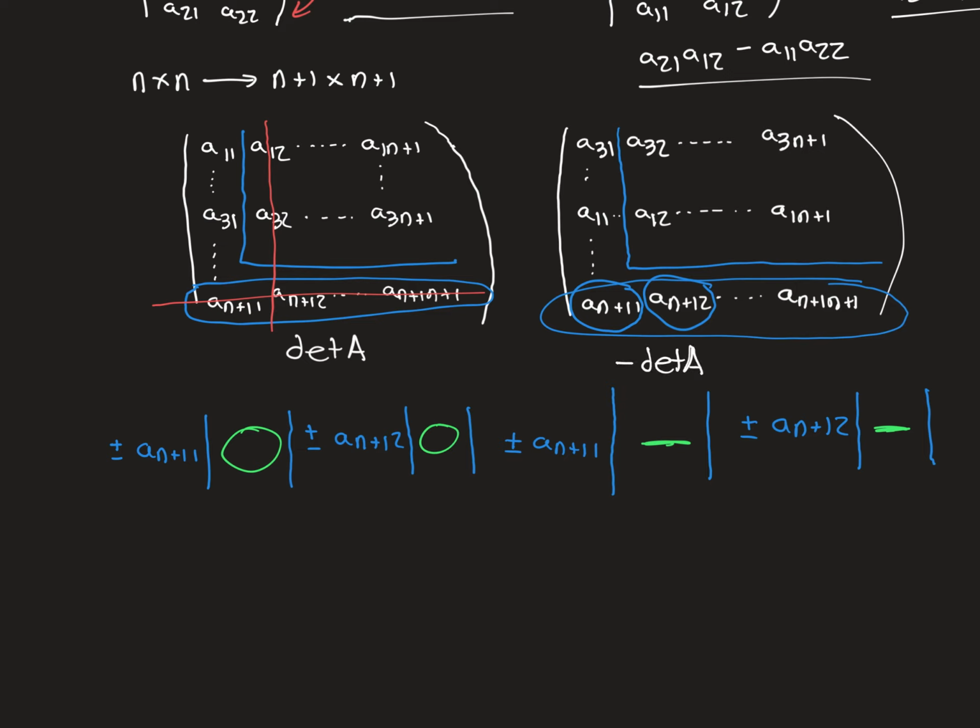So from the inductive step, using Laplace expansion with a row that isn't involved in the switch, you can prove that the theorem is going to be true for n plus 1 by n plus 1 matrices. So the inductive step is therefore proved for this row switching, and since it's true for 2 by 2 matrices, it's then true for 3 by 3 matrices, for 4 by 4 matrices, etc.